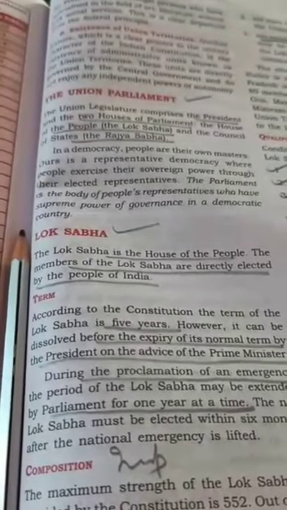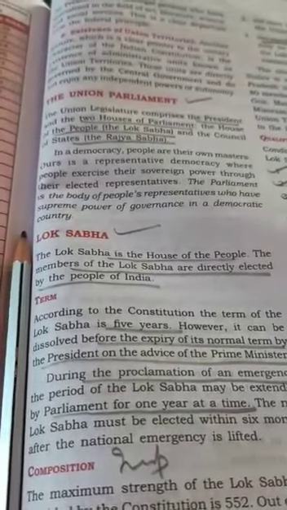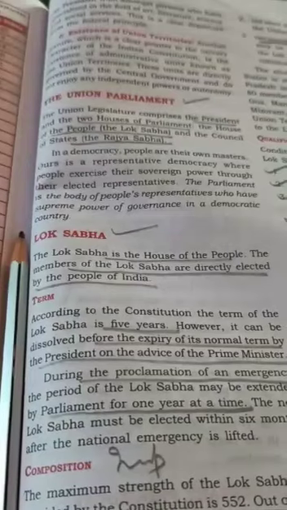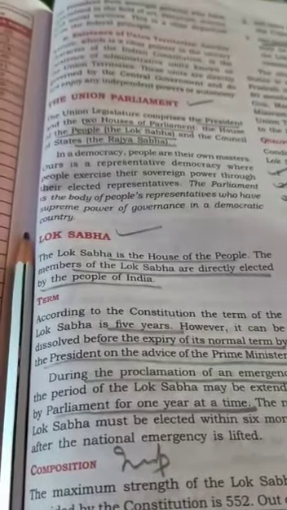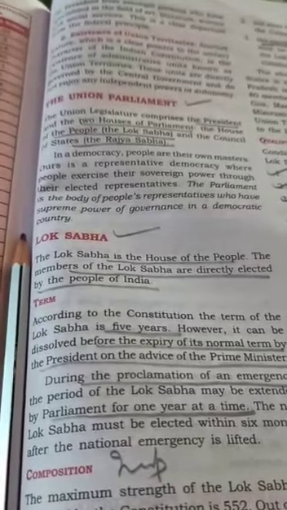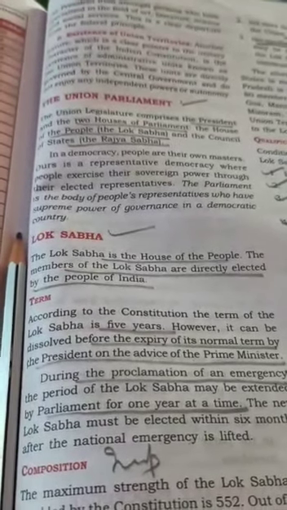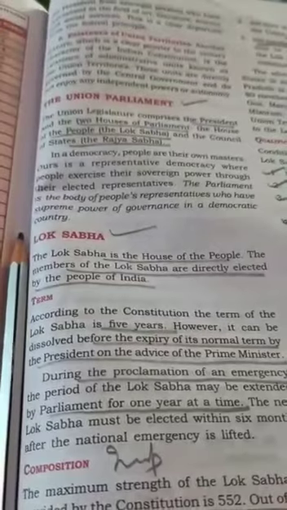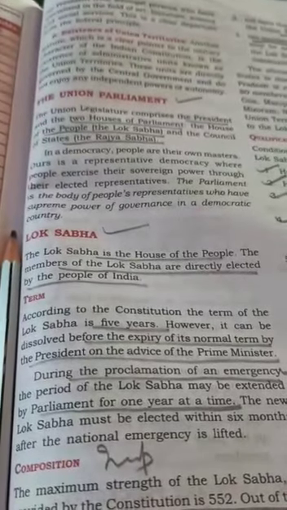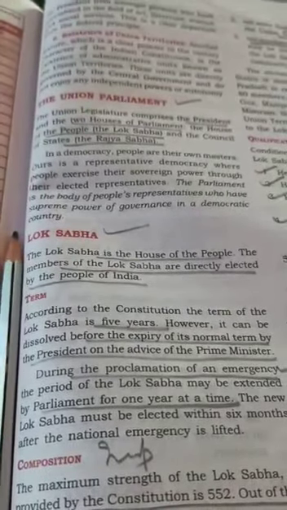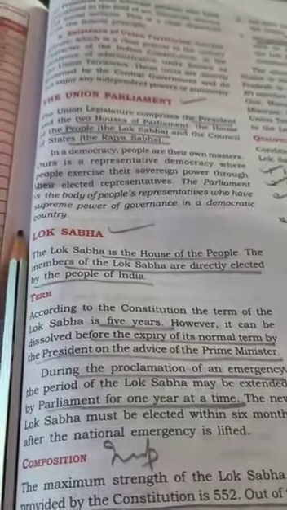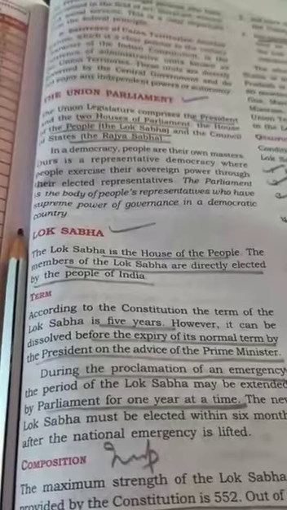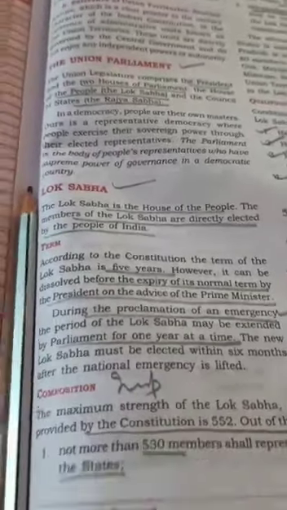Term, it is 5 years, and it can be dissolved before the expiry of its normal term by the president on the advice of the prime minister. Usually 5 years will be given, but before 5 years also the Lok Sabha can be dissolved by the president on the advice of the prime minister. Or during the time of the emergency, the Lok Sabha period can be extended from 5 years by 1 more year if there is an emergency, otherwise no.